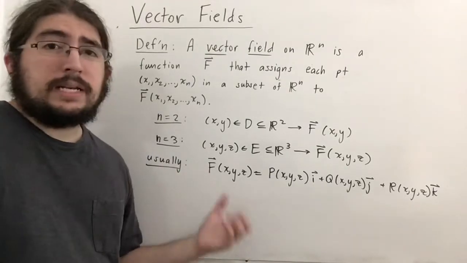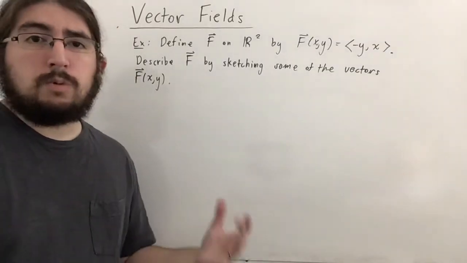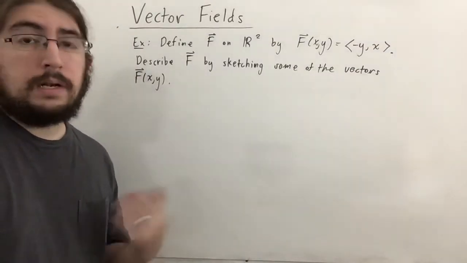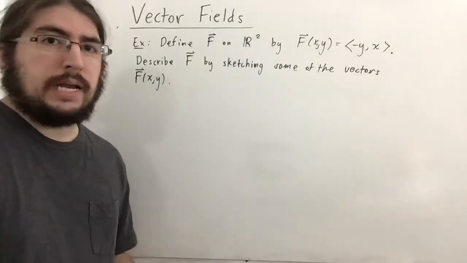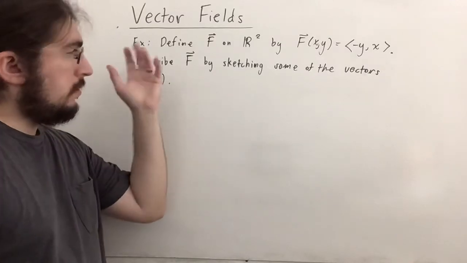So now we'll take a look at an example of a particular vector field. Actually, I only want to take a look at this one example. It's kind of a simple one, but it'll at least give us a really nice idea, visually anyways, of what vector fields really do for us. So now let's take a look at this example here.